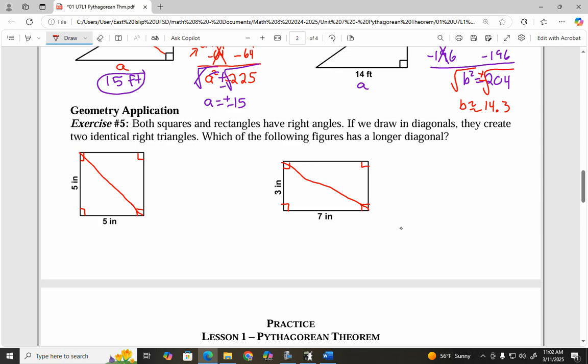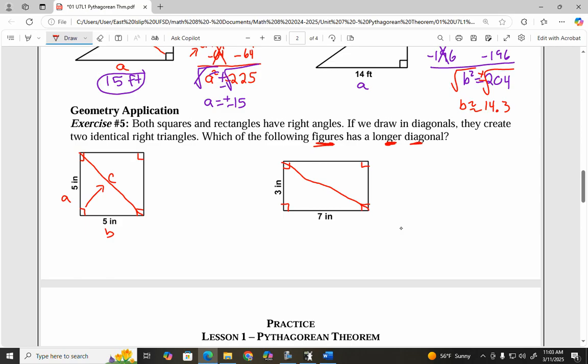And a lot of times they ask us to maybe find the diagonal. In this case, they're asking us which of the figures has the longer diagonal. Now, you can't go by how it looks, right? These squares and rectangles really aren't drawn to scale. Maybe the square has a longer diagonal, maybe the rectangle has a longer diagonal. The only way I could tell is if I find side C using the Pythagorean theorem.